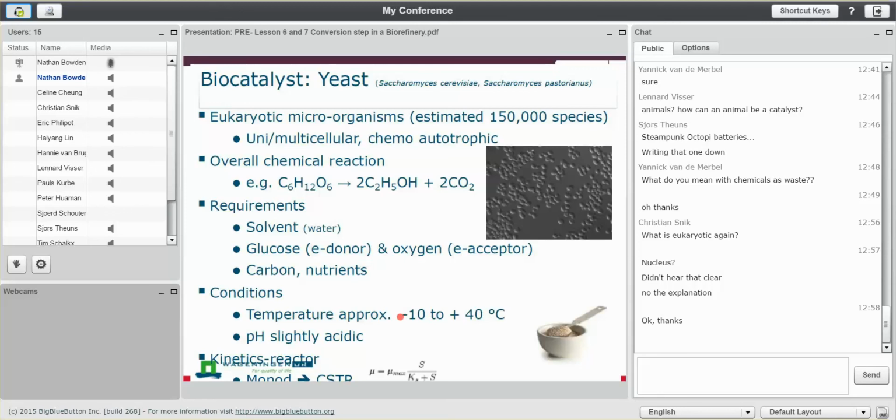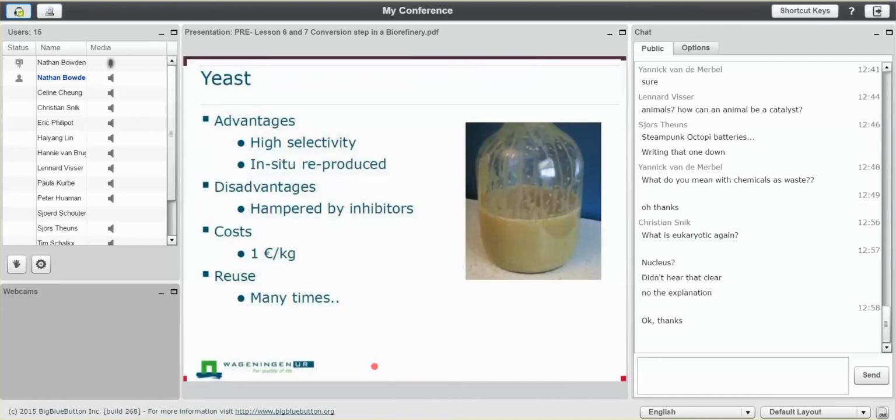Conditions: it depends on the yeast, but most yeast don't like anything below freezing actually, but from -10 up to around 40. And because this has to do with electron transfers, pH should be slightly acidic. Just a little bit. The advantages of yeasts are they have high selectivity, and they are in situ reproducible, right?